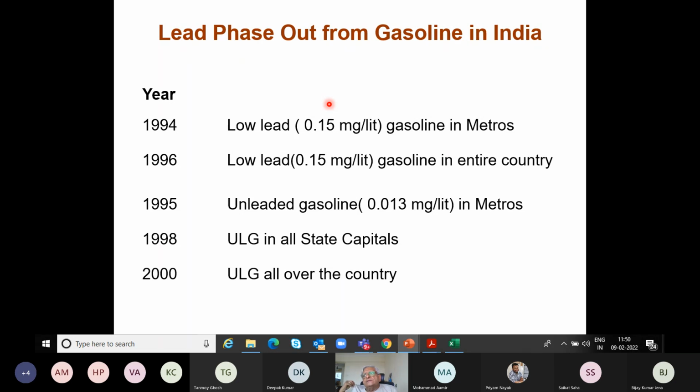And in fact, one of the technologies I commercialized there was primarily to help the refiner to reduce the lead addition in the refinery. So 1995, this all actually in our own country happened because of the order passed by the Supreme Court.